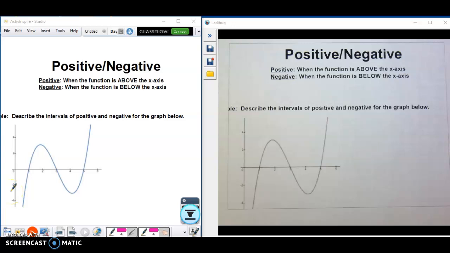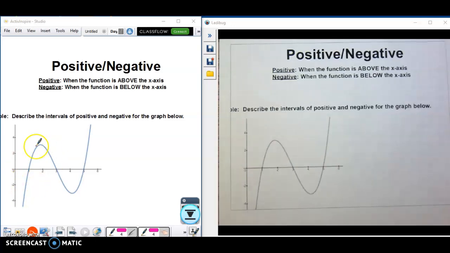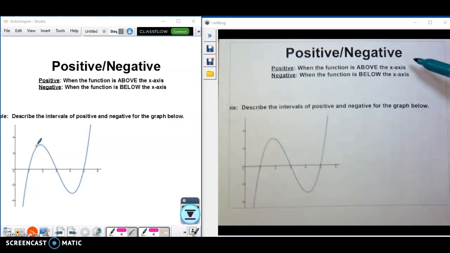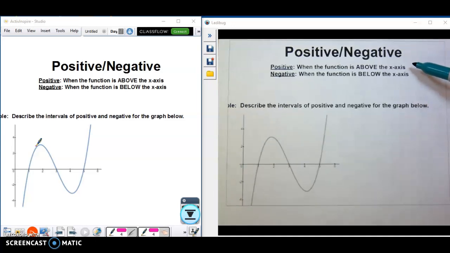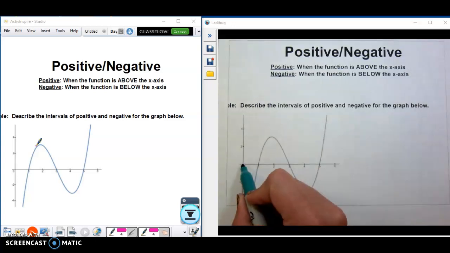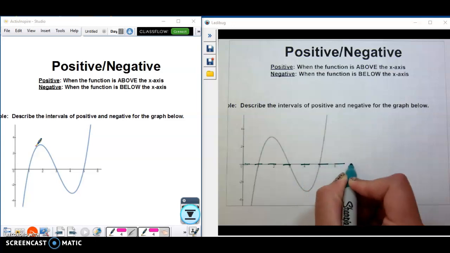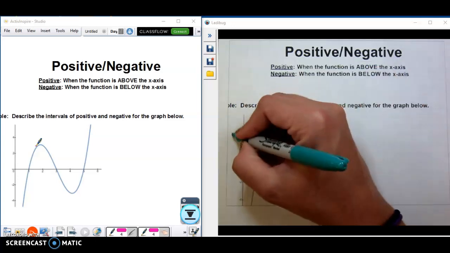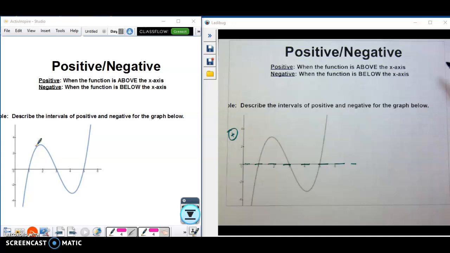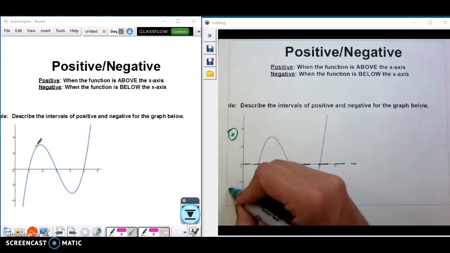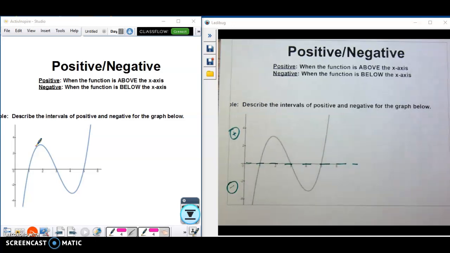So next we're going to take a look at the positive and negative intervals of a graph. So if we take a look at this graph here, positive means that the function is going to be above the x-axis. So when we're looking at this graph, we got to pay attention to this x-axis here. So positive means above the x-axis because that's where the positive y values are. And then negative means when it's below the x-axis because that's where the negative y values are, okay?